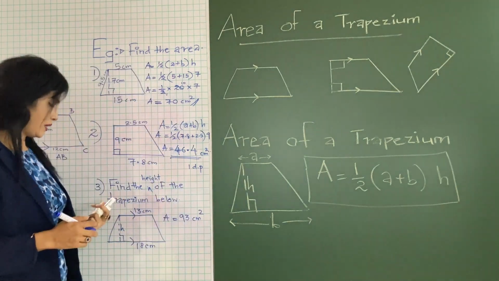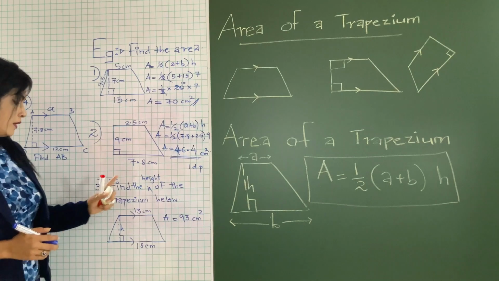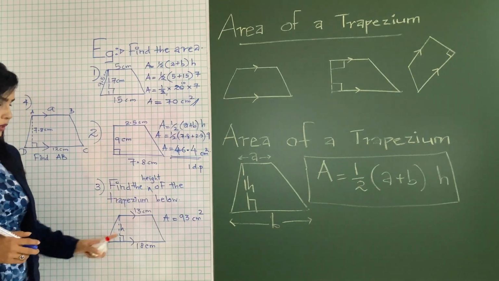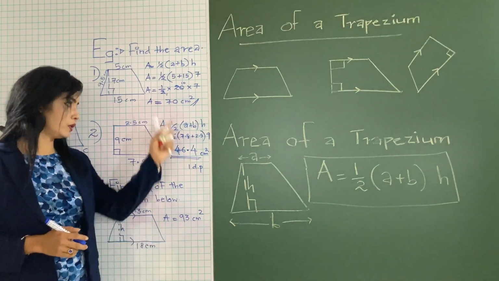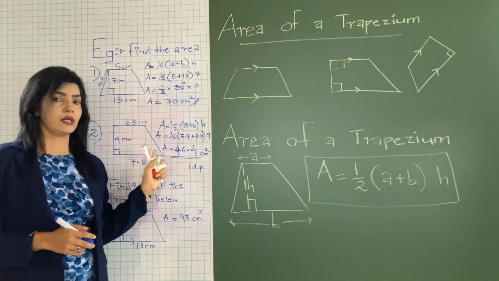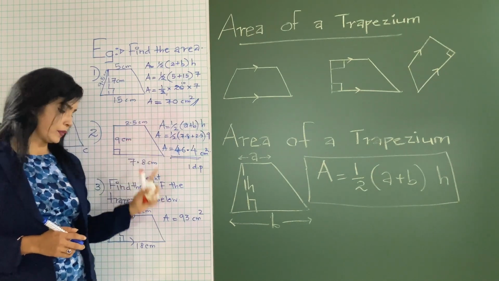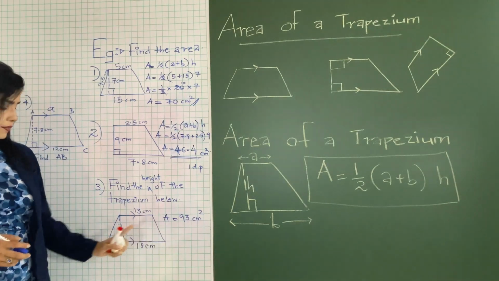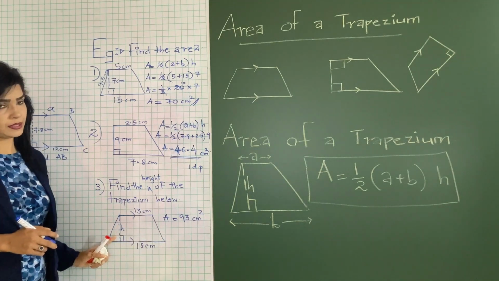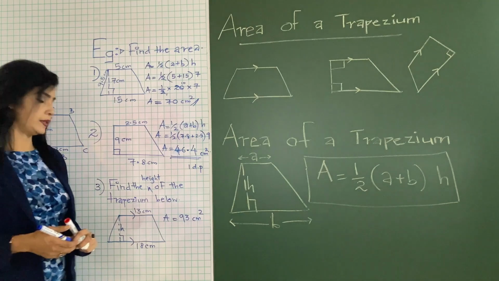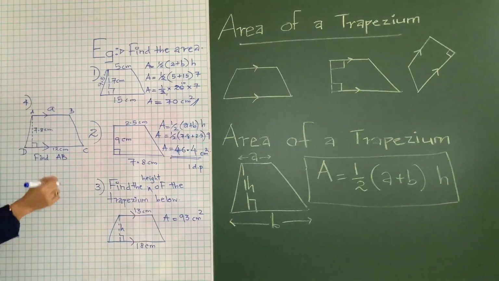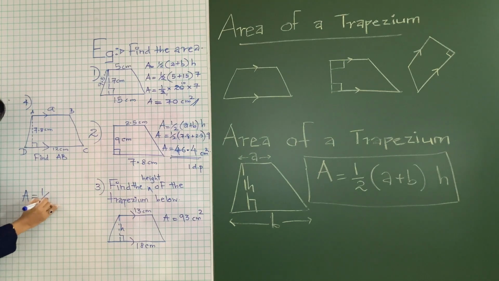Okay. Question number 3. Find the height of the trapezium below. Area is already given. Now in the previous two questions, all the data was there and we found the area. Now the area is given and we have to find out the height of the trapezium. So that is also simple. We can write down the formula as usual.